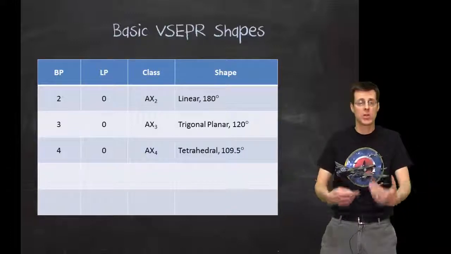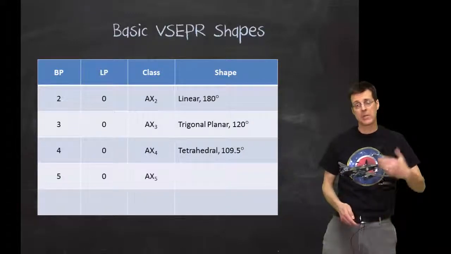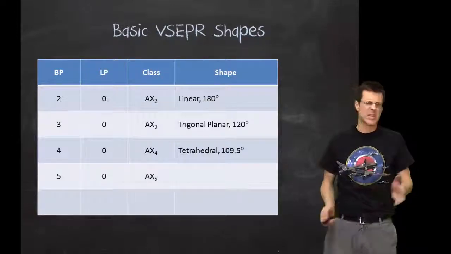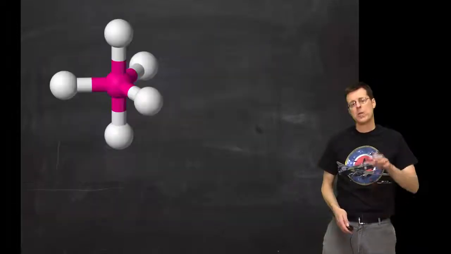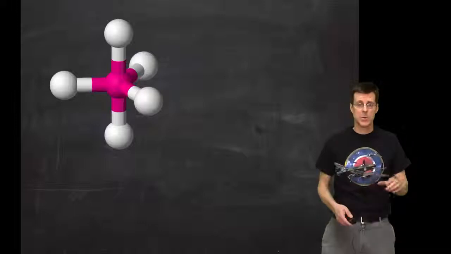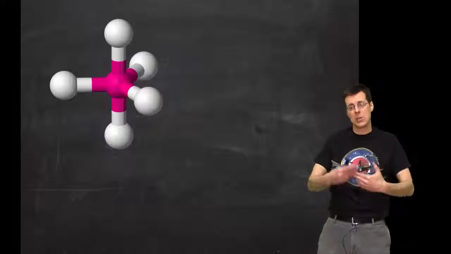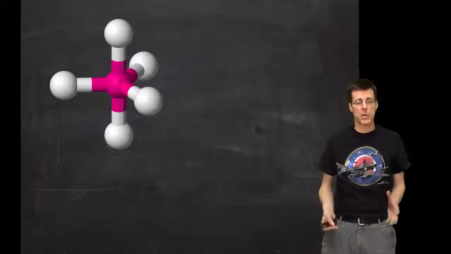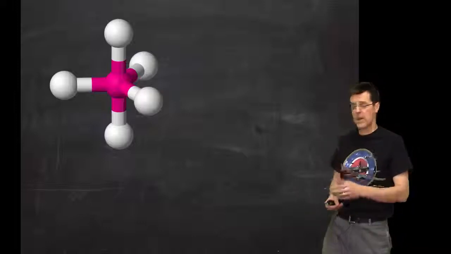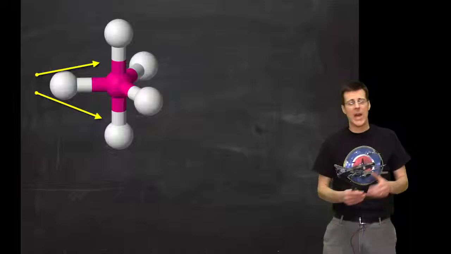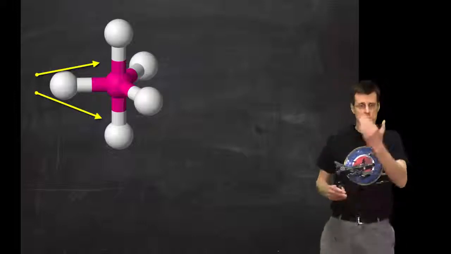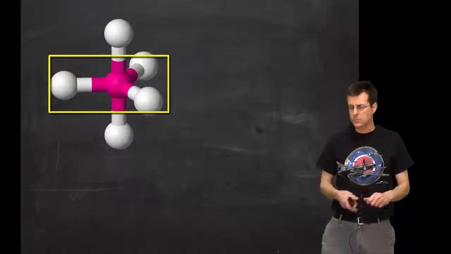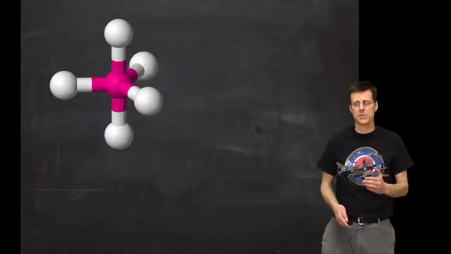What happens if I put another bonding pair in there, and I have 5 bonding pairs and no lone pairs? I'm not going to talk about the class, but it starts to look like this. Now, the interesting thing is that I don't have as much symmetry as some of my other ones have. You'll notice that I have this up and down, let's call it the axial line, and then I have this equatorial one going around the center. And they actually have different bond angles.